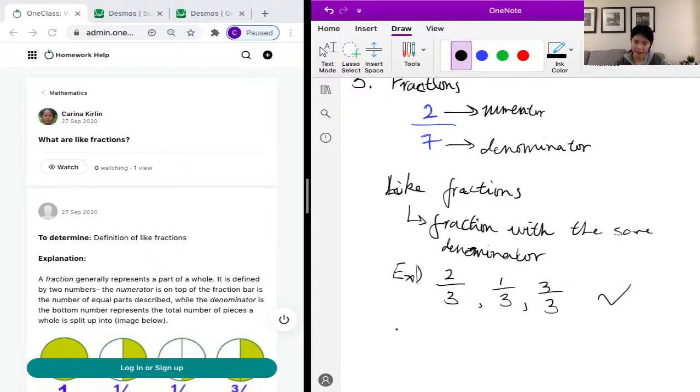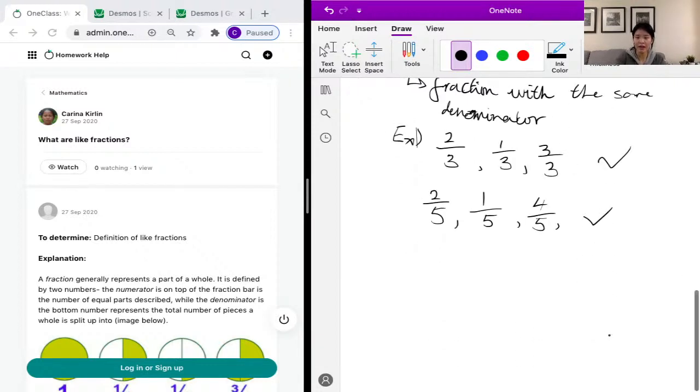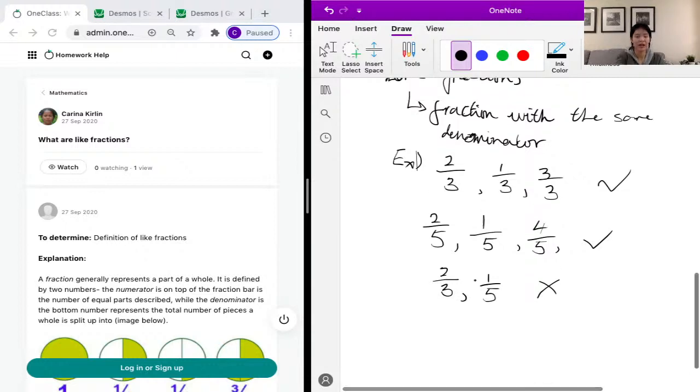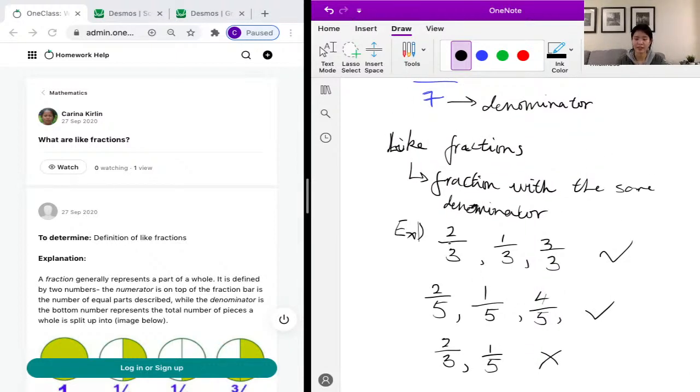How about 2/5 and 1/5 and 4/5? They're also all like fractions. However, 2/3 and 1/5, they're not like fractions because their denominators are different. Alright?